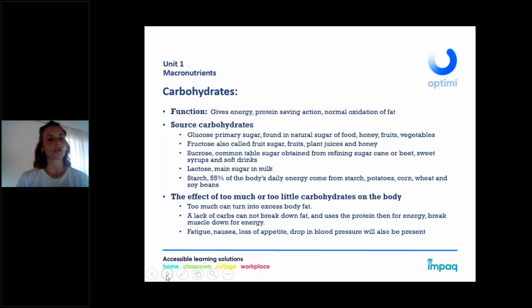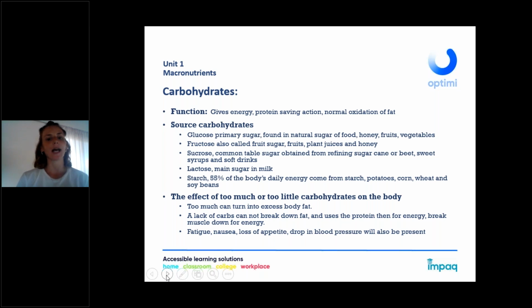So what are the sources of carbohydrates? So we get glucose, fructose, sucrose, lactose, and starch. Those are the 5 different sources of carbs. So glucose is one that you get in fruits or in vegetables. Fructose is the one that you get in juices or in honey. Sucrose is like your common table sugar, sweet syrup, soft drinks, and then lactose is one that you get from milk, and starch is the one that you get from potatoes or wheat or beans. Make sure you know the different ones and make sure you know where the sources are from.